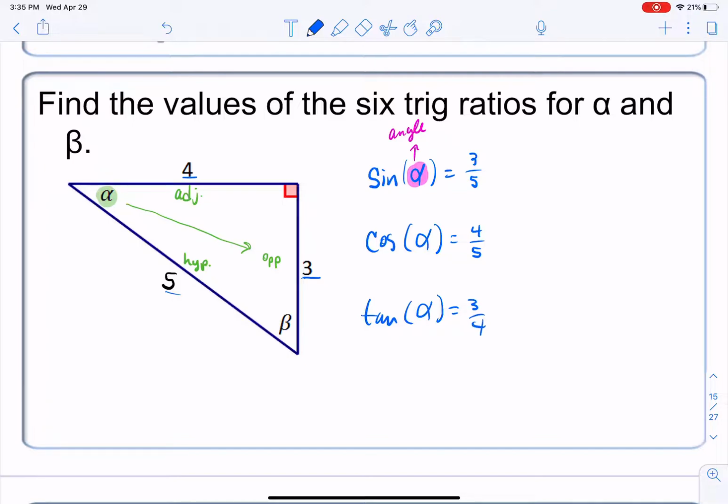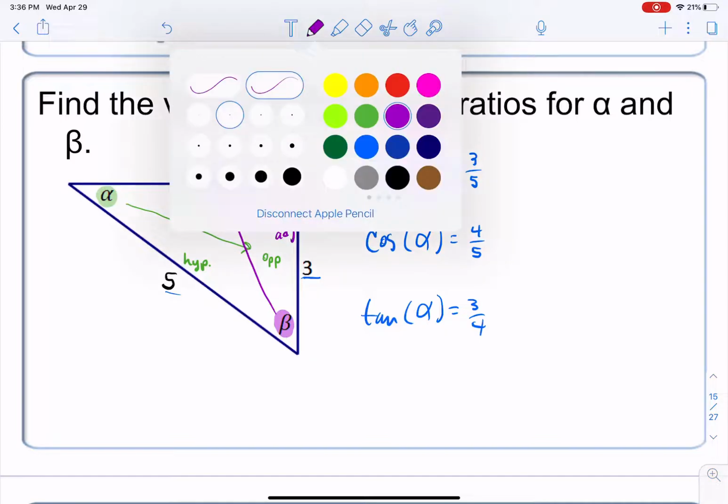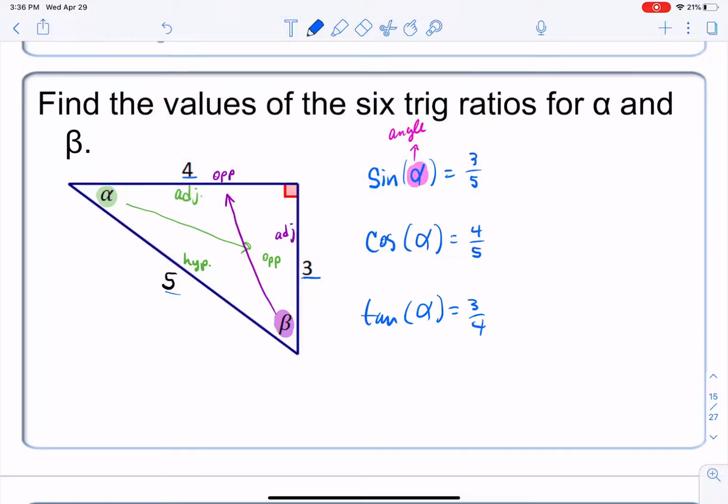Okay, now let's do the same exact thing except with beta. Beta is going to be in purple. So here's our reference angle now, and that's going to change which of our sides is opposite, because directly opposite beta is now the 4. This one's now our opposite side. It also changes our adjacent side, because adjacent to angle beta is our 3. Hypotenuse is always going to stay the same. That's convenient.